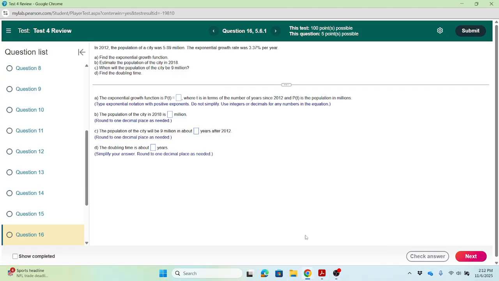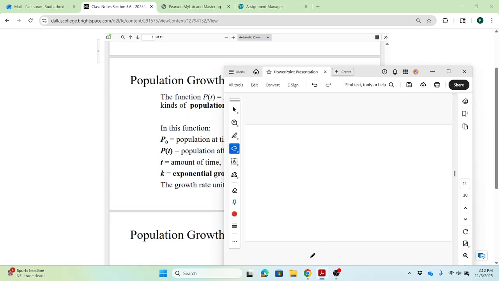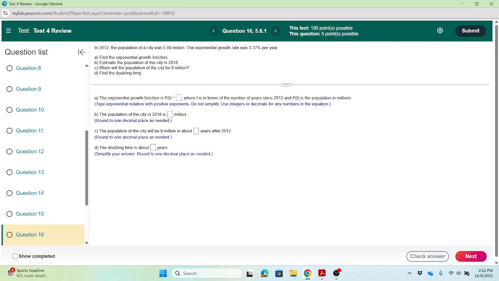Okay, a problem like this can be done using the population growth formula, where P of t equals P of 0 e to the power kt. P of 0 means the initial population, t is time, and k is the rate of growth. In this particular problem, which I just clicked on, it gave me different numbers, but the gist is the same.